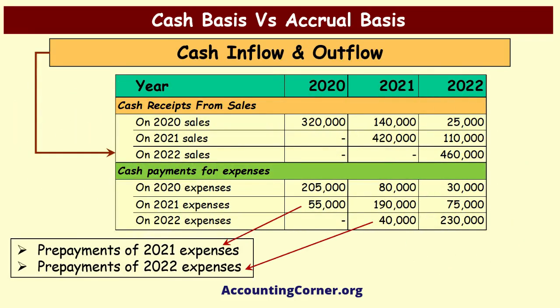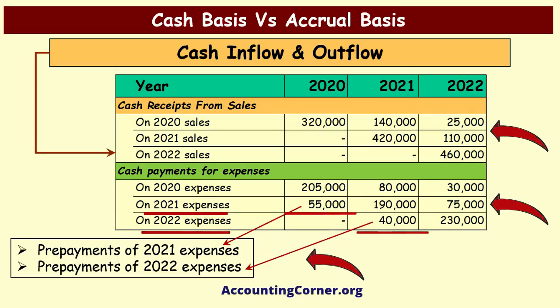Here we can see the company's cash inflows and outflows over the 3 years. The top section shows cash receipts from sales. The bottom section shows cash payments for expenses. We can see that some expenses were paid in advance. For instance, $55,000 was paid in 2020 for 2021 expenses, and $40,000 in 2021 for 2022 expenses. These prepayments are highlighted with arrows below the table. This breakdown helps us clearly distinguish when cash was received or paid.